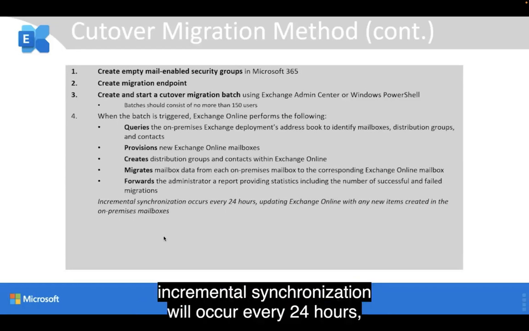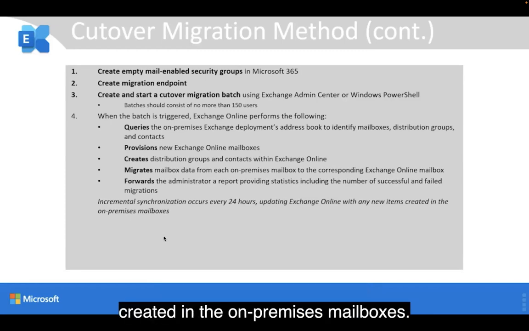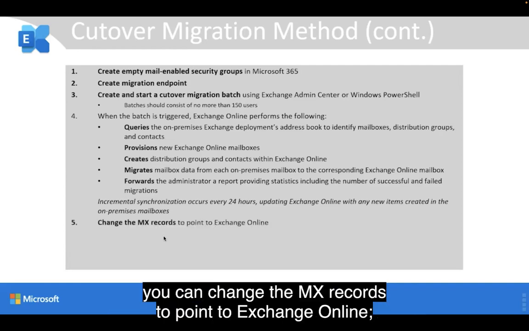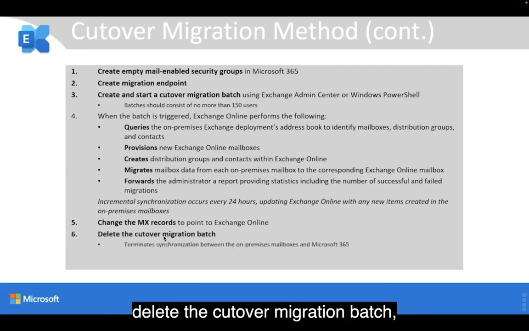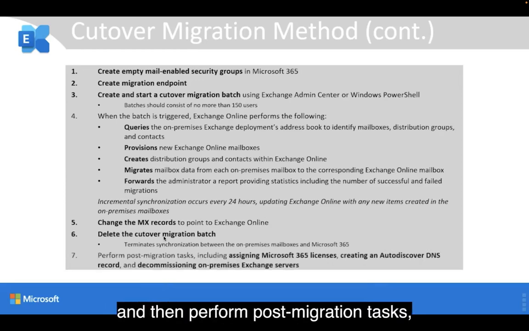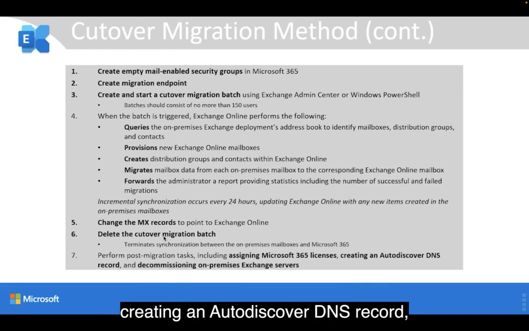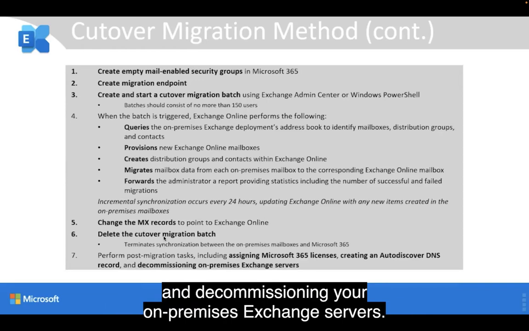At this point, incremental synchronization will occur every 24 hours, updating Exchange Online with any new items created in the on-premises mailboxes. Once you verify that this process worked, you can change the MX records to point to Exchange Online, delete the cutover migration batch, which terminates synchronization between the on-premises mailboxes and Microsoft 365, and then perform post-migration tasks, including assigning Microsoft 365 licenses, creating an auto-discover DNS record, and decommissioning your on-premises Exchange servers.